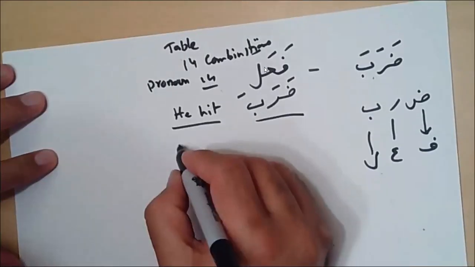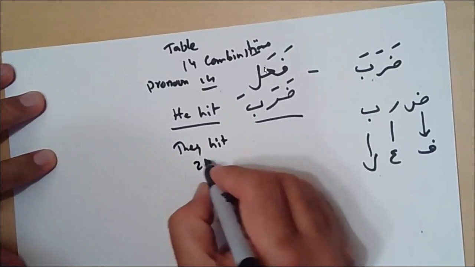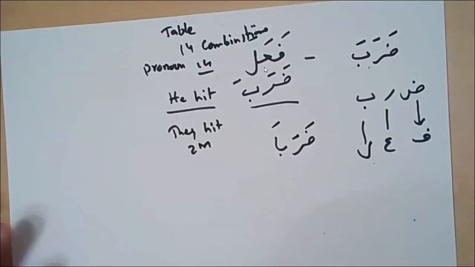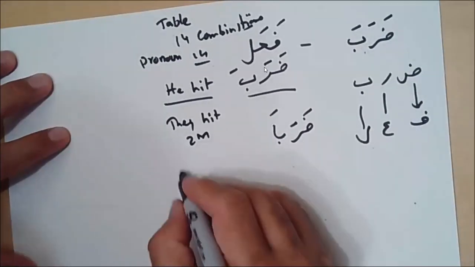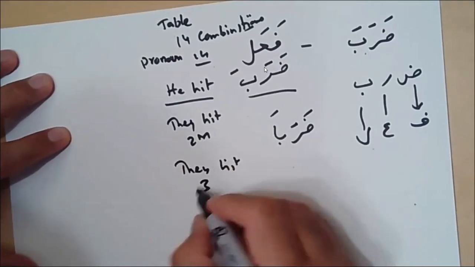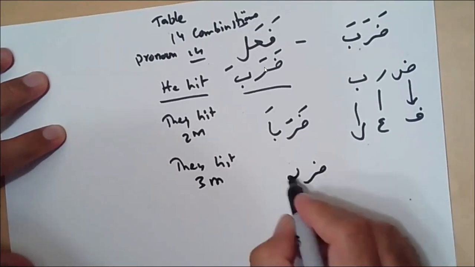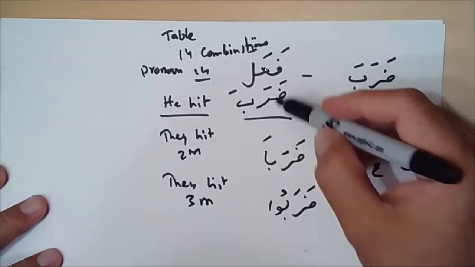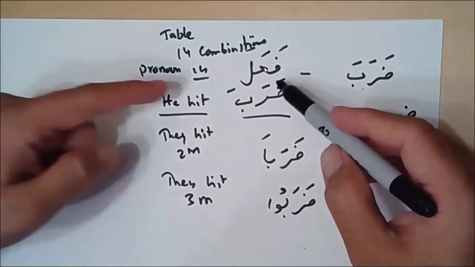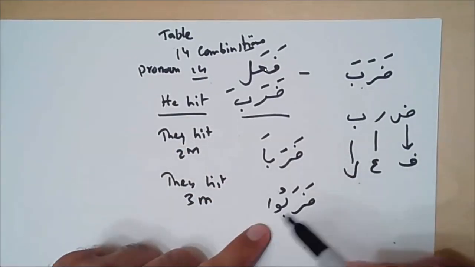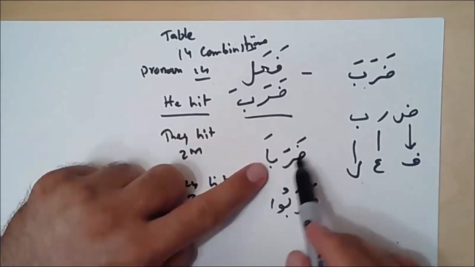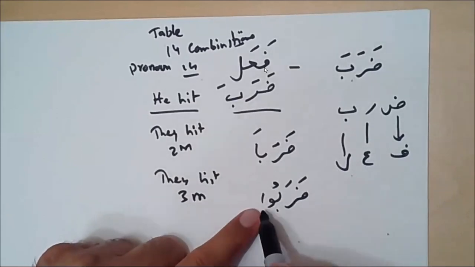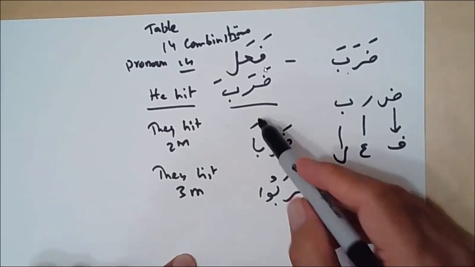If I want to say they hit, two men, I'm going to say daraba. Daraba. Right? And if I say they hit, more than two, daraba. Imagine what I'm saying here. I'm saying daraba, daraba, because I'm saying the alif longer, and darabu. Why? Because there is a wow in here and there is an alif. Daraba, daraba, darabu. Say it.